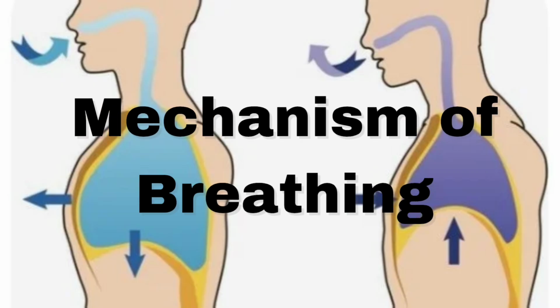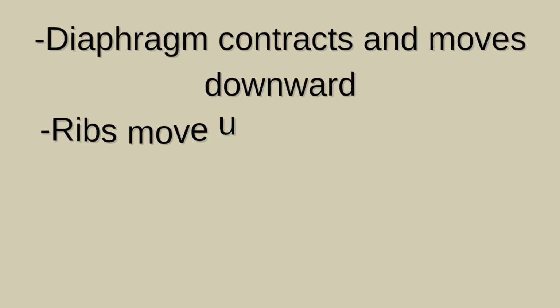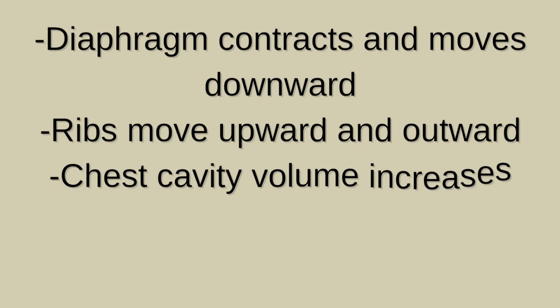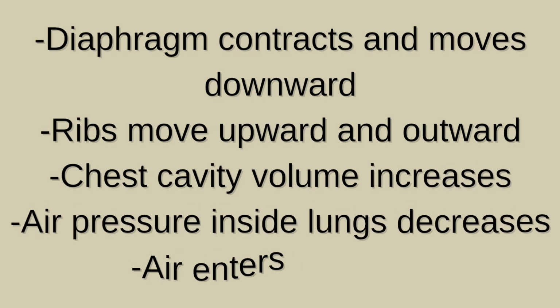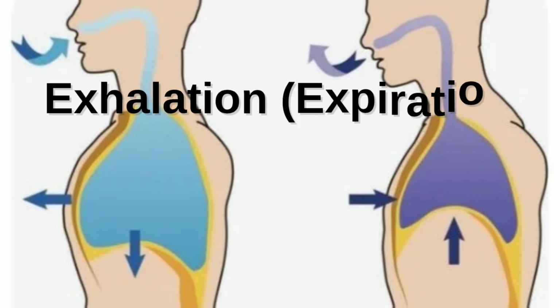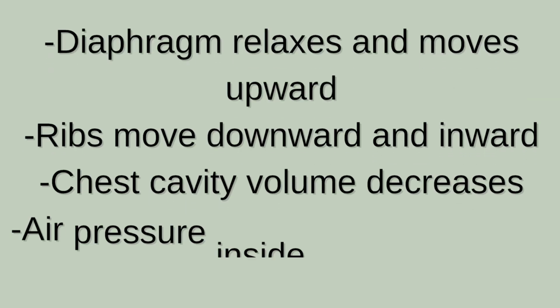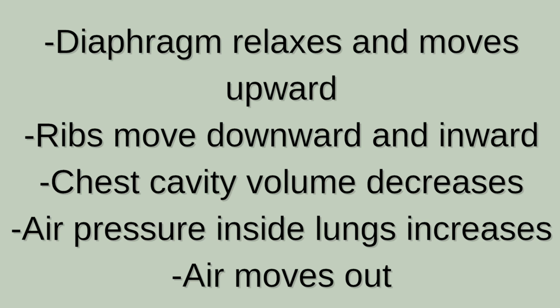Mechanism of breathing. Breathing occurs in 2 phases. Inhalation, or inspiration: the diaphragm contracts and moves downward. Ribs move upward and outward. Chest cavity volume increases. Air pressure inside the lungs decreases. Air enters the lungs. Exhalation, or expiration: the diaphragm relaxes and moves upward. Ribs move downward and inward. Chest cavity volume decreases. Air pressure inside the lungs increases. Air moves out.